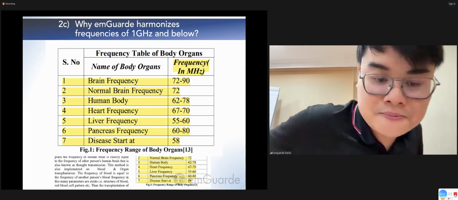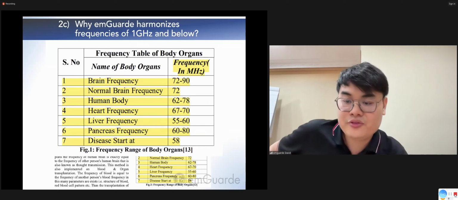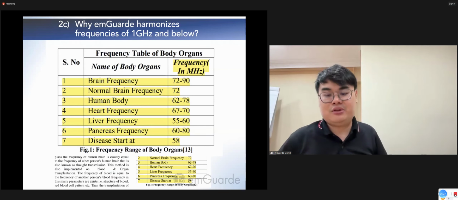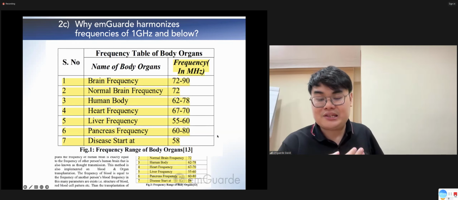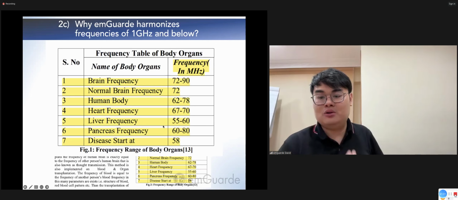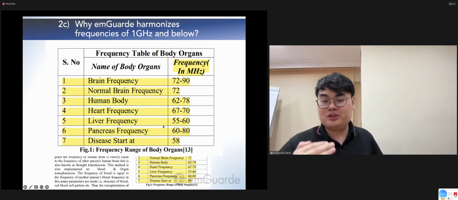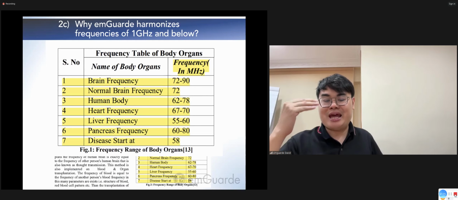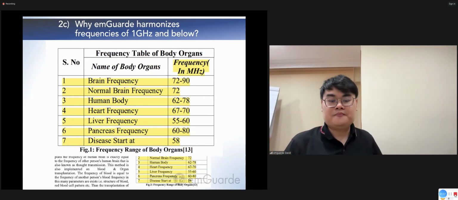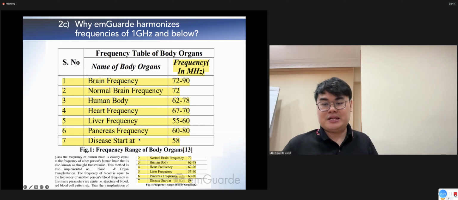67 to 70. Liver, 55 to 60, and all the way down to pancreas, 60 to 80. And disease starts at 58 megahertz and below. Meaning, if the vibration of all these frequencies in your body is at 58 or lower, this is when disease starts. So far, so good.